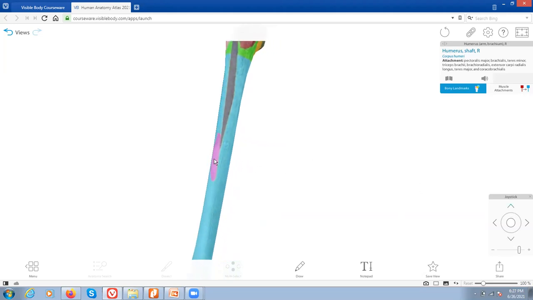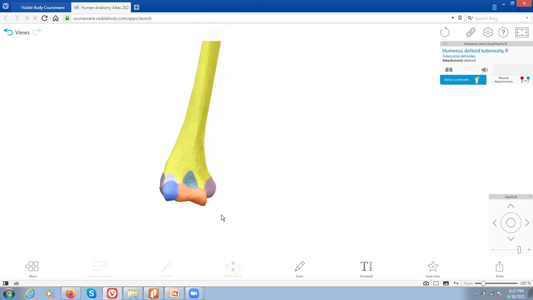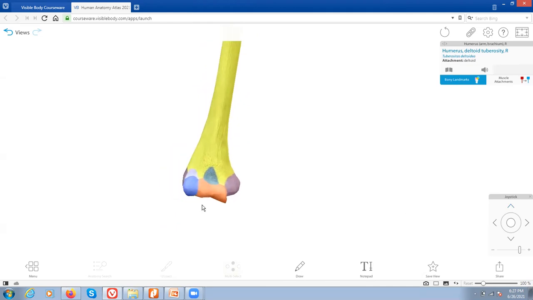And then there is a bumpy region right here, which is called the deltoid tuberosity. That's an attachment point for your deltoid muscle. Then down here, we're going to see the articulations for the elbow. So there's two portions right here. The first portion is called the trochlea, and the second portion is called the capitulum.